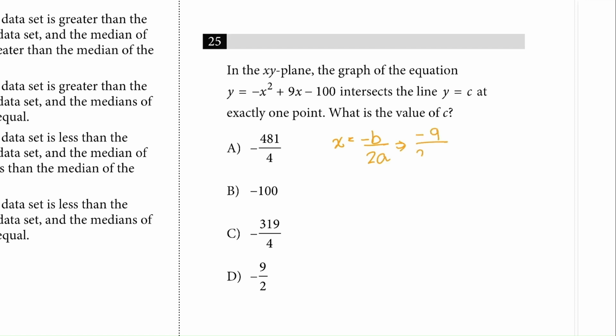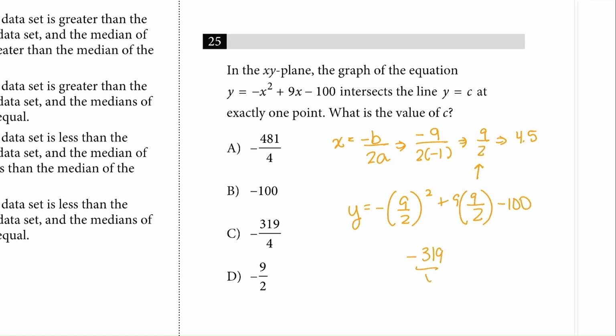That's going to be negative 9 over 2 times negative 1, which is going to be 9 halves, and that's going to be 4.5 if you prefer decimals. I'm actually going to use a fraction here. So what we're going to do at this point is plug this into Desmos and get our answer. So y equals negative 9 halves squared plus 9 times 9 halves minus 100, and that's going to give us the answer negative 319 over 4, so our answer is C.